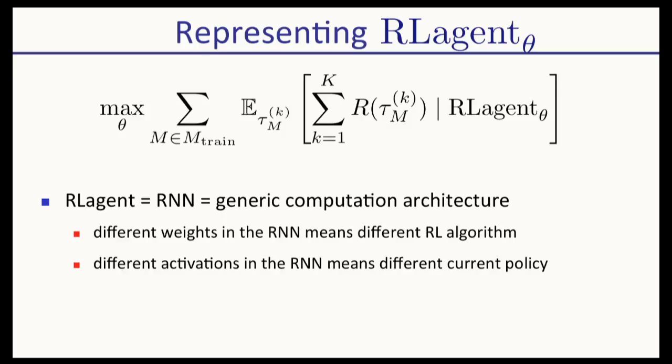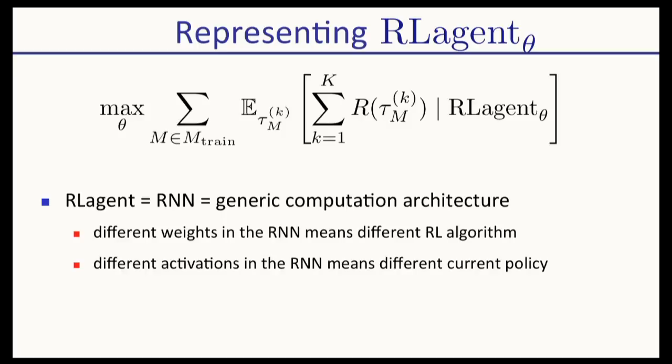What this also means is that if we change the weights in the RNN, we are actually changing the reinforcement learning algorithm that lives inside this agent. So let's think about this very explicitly. We have an agent. This agent is a recurrent neural net. It's going to take in the current observation and output an action, and it'll see then what reward came out as well as what's the next observation.